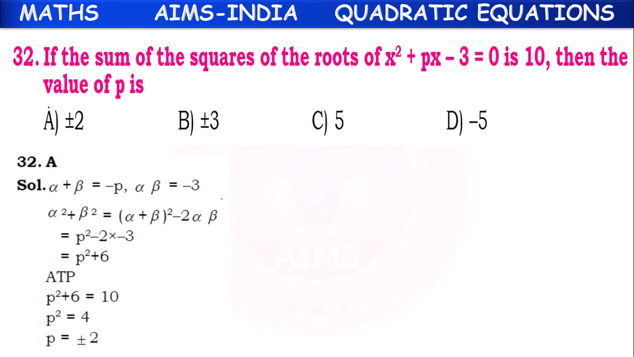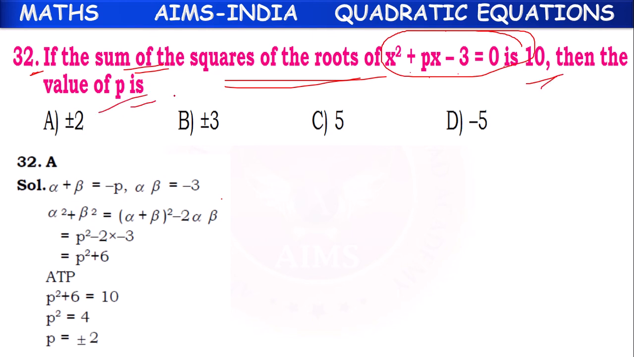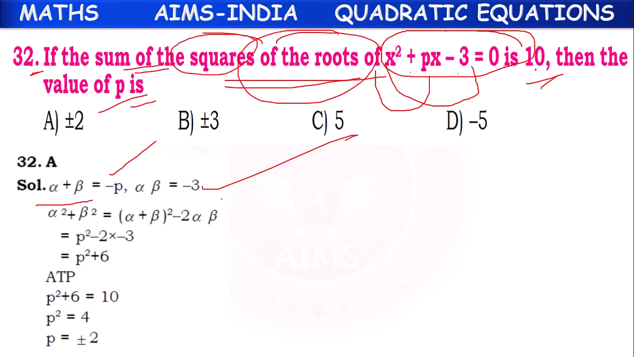Next one. If the sum of the squares of the roots of the equation x square plus px minus 3 equal to 0 is 10, then what is the value of p? Sum of roots alpha plus beta equal to minus b by a, which is minus p by 1, equal to minus p. Product of roots c by a, which is minus 3 by 1, equal to minus 3. But the sum of squares of roots is 10.